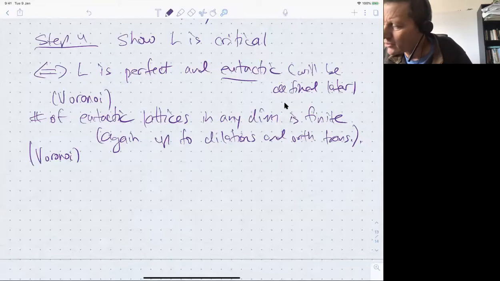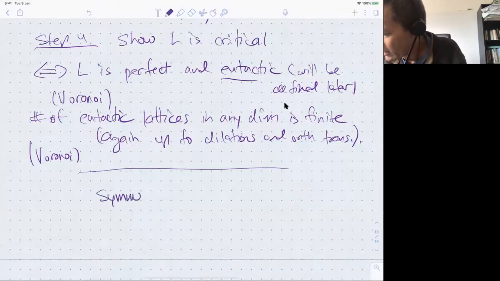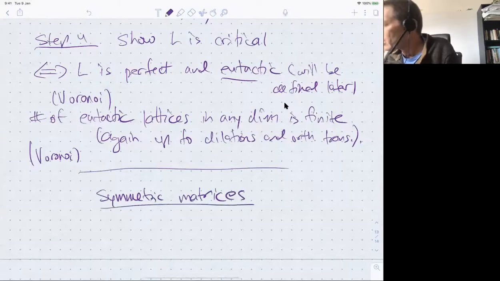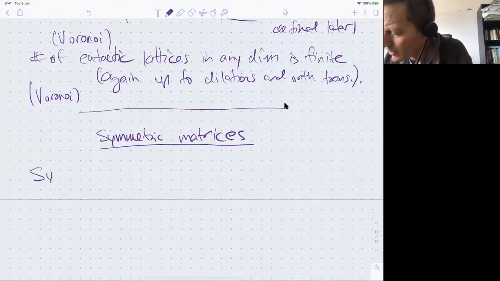So in order to define both perfect and eutactic, I need to talk about the space of symmetric matrices. And I'm going to start off talking a little bit about symmetric matrices, which seems irrelevant at this point, but you'll see it's very, very relevant. I'll explain that later. I need some facts about symmetric matrices, which you may know from linear algebra. So this is my notation for symmetric matrices in n by n matrices.